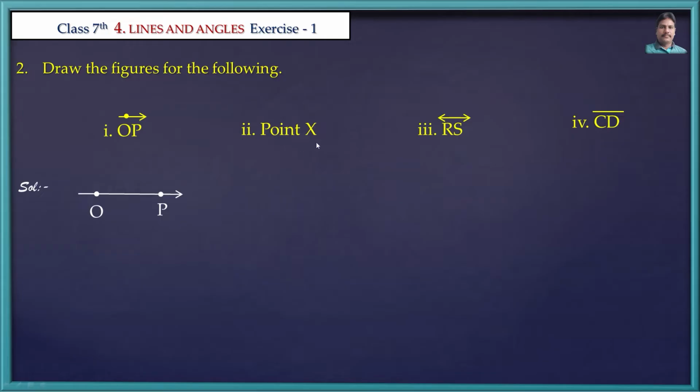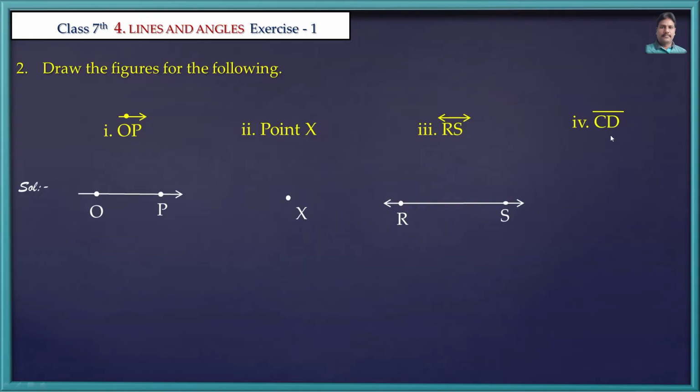Next figure, point X we have to draw. Just put a point and call it as X. Next, third figure we have to draw. This is a line RS. So draw a line and put arrows on both the sides and put a point here and call it R, and put another point on the other side, call it as S. So this is a line RS.